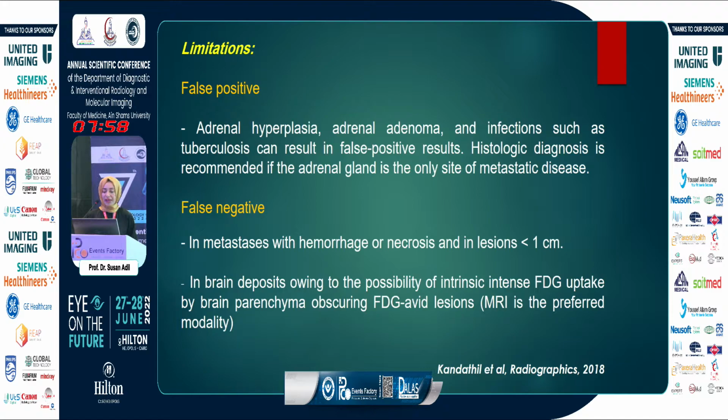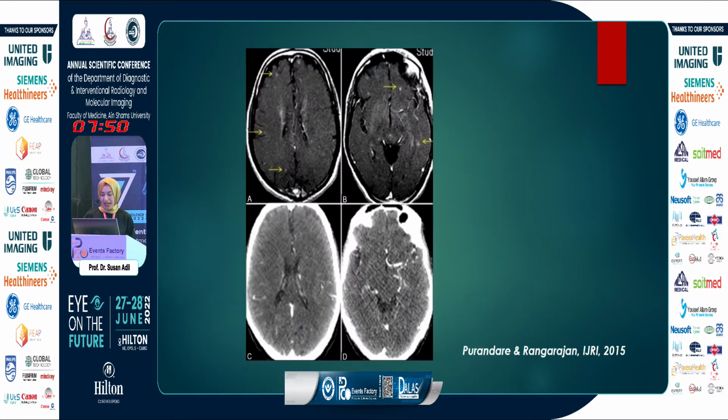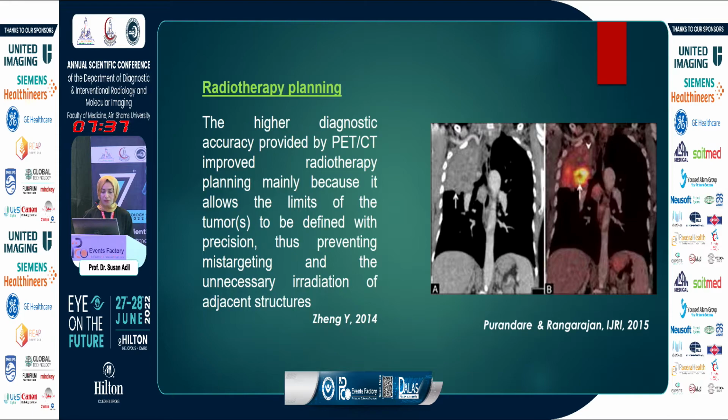False positive results can be seen with adrenal hyperplasia or adrenal adenoma, and false negative results may be seen in small brain deposits that can be not detected in CT images. Also, their activity can be masked by the intense brain parenchymal FDG avidity on PET images.